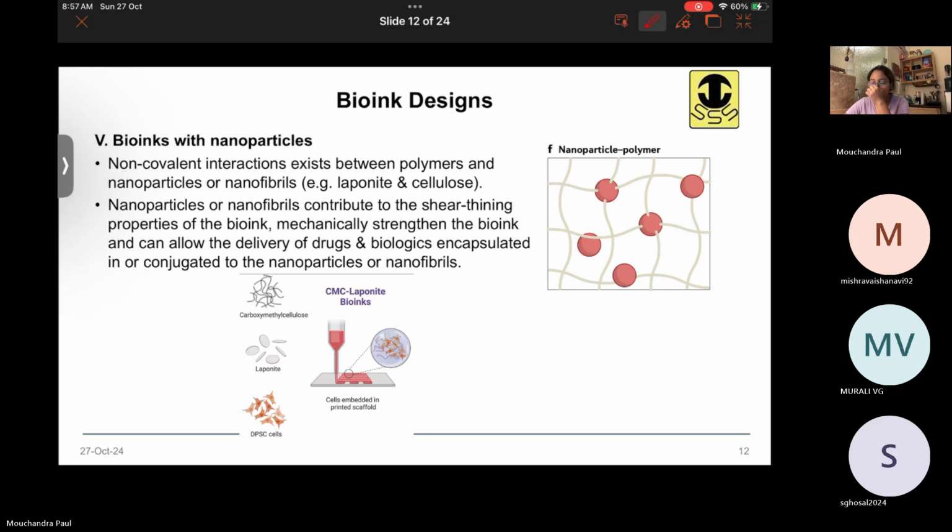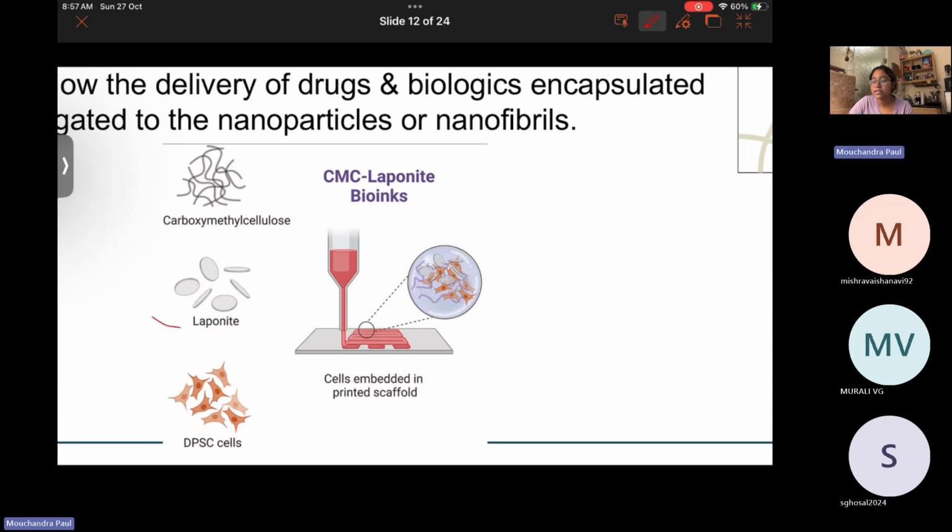nanoparticles. Okay. One example is laponite mixed with cellulose. Laponite is a type of nanoparticle. It has a shape like a disc, but the size of each disc is in the range of nanometers. Okay, this is the structure of laponite, a very simple representation. Whereas the cellulose is a type called carboxymethyl cellulose. It is a very highly viscous polymer, and it has some electrostatic charge associated with it. Laponite also has some electrostatic charge.